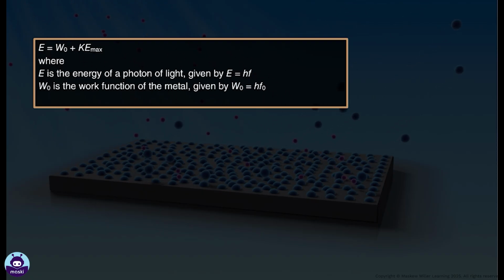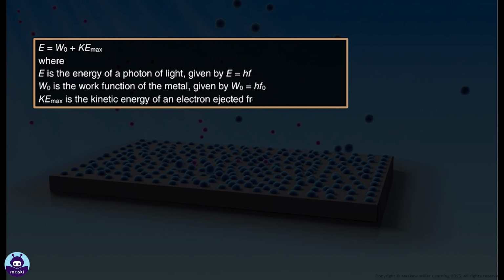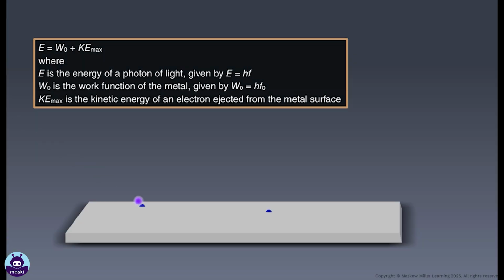W0 is the work function of the metal, given by W0 equals hf0. Kinetic energy max is the kinetic energy of an electron ejected from the metal surface. Consider two electrons, one on the metal surface and the second electron below the surface. The electron at the surface will have the maximum kinetic energy when ejected. The electron deeper down will have lower kinetic energy because additional energy is required to eject the electron, since it is attracted by a greater number of positive nuclei in the metallic lattice.